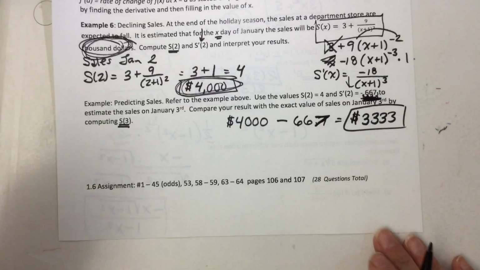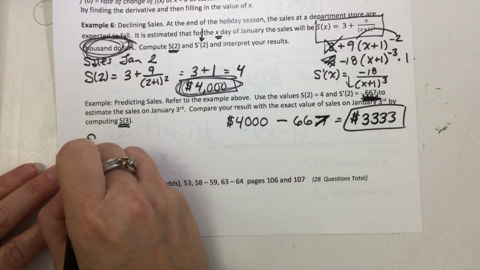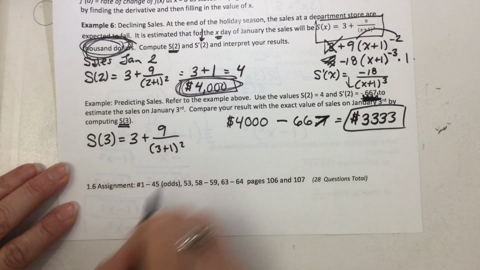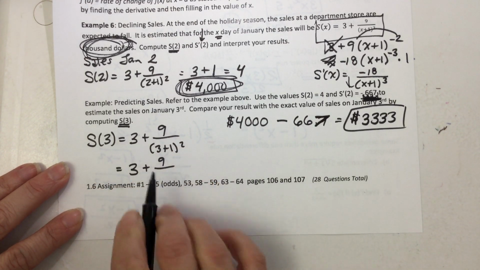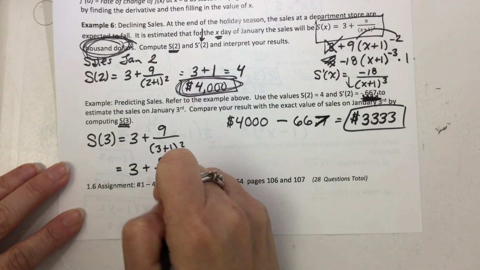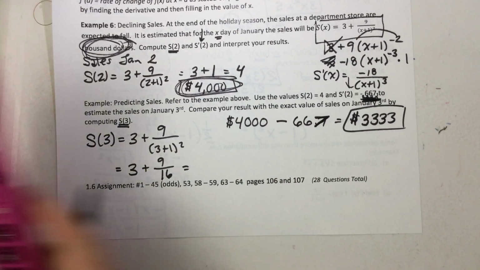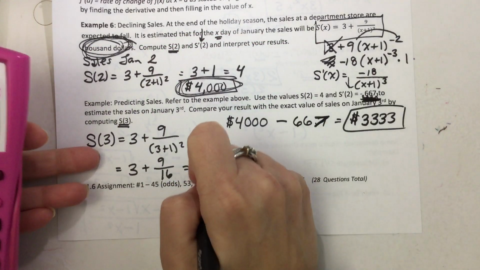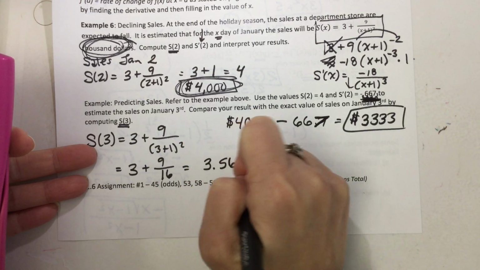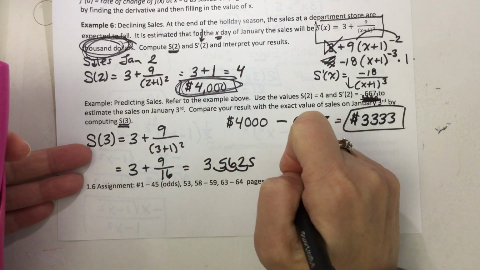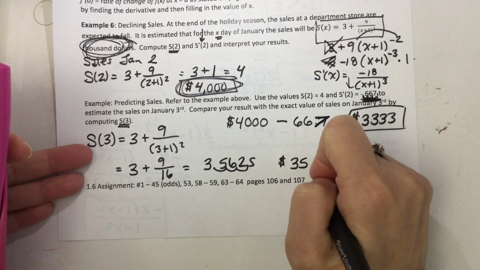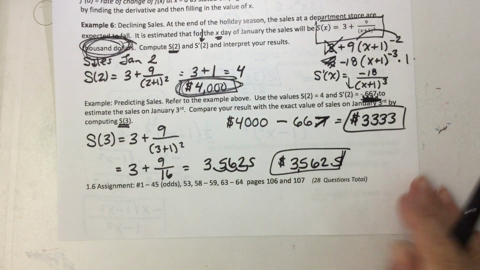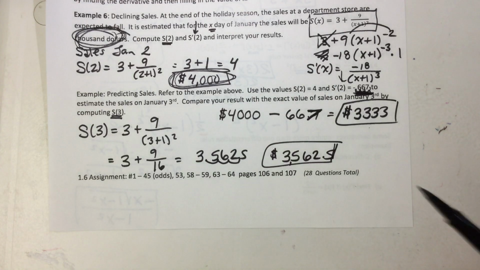Now they want you to go ahead and calculate. Put 3 into the original function. So S of 3, 3 plus 9 over 3 plus 1 squared. 3 plus 1 is 4. 4 squared is 16. So if I have 3 plus 9 divided by 16, I have 3.5625 thousandths. So this would be the sales, 3,562.5.